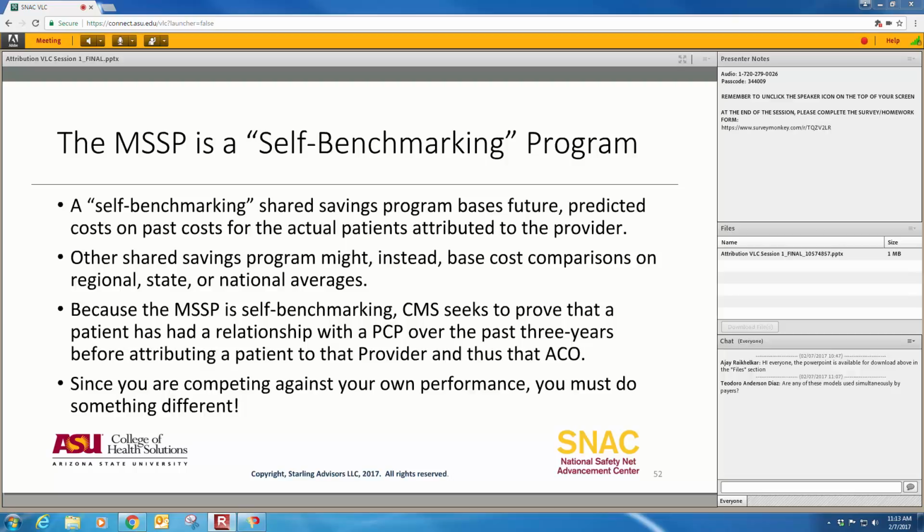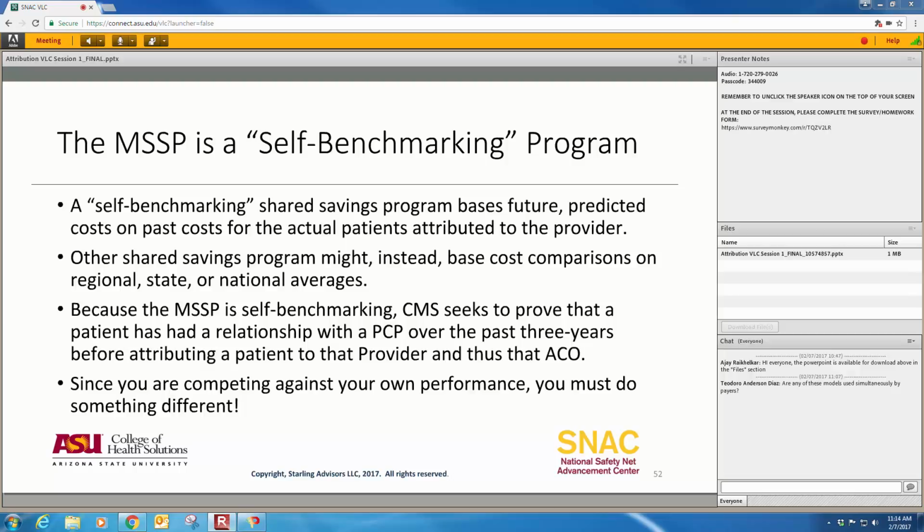So CMS created a program that is what we call self-benchmarking. And it says, just a huge oversimplification, if an individual patient cost $150 last year, they're likely to cost somewhere around $150 this year. And then they apply a whole bunch of other rules to modify that number. But that's generally speaking how it works.